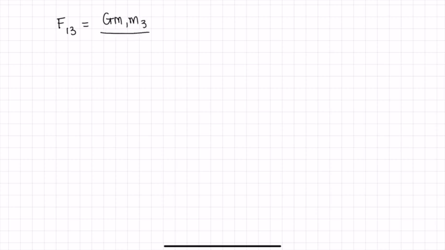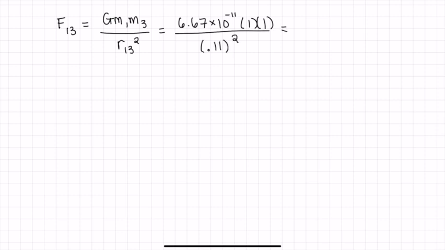we'll set up F13 equals G M1 M3 over R13 squared, which will be 6.67 times 10 to the minus 11, 1 times 1 over, what did I just say? 0.11, and then that's squared. I'm going to use the unrounded number in my calculator since I just have it right here. So this might give you a slightly different answer if you're using the rounded number, but I get 5.9 times 10 to the minus 9 newtons.